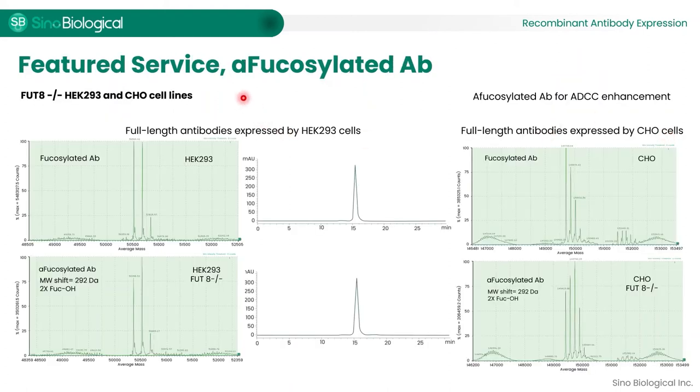One of the featured services that we provide is to use FUT8 double knockout HEK293 or CHO cell lines to produce afucosylated antibodies, which means the fucose residues on the antibody glycan will be removed using these cell lines. And these afucosylated antibodies are very good for ADCC activity enhancement. So if ADCC performance is something the clients are interested in, these cell lines are very good tools to generate ADCC enhanced antibodies.